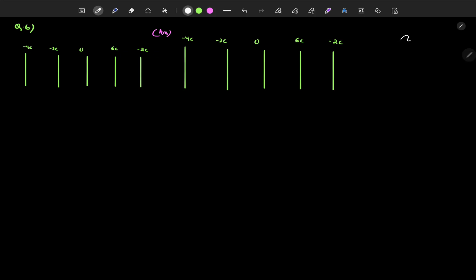So the trick is, first all of you add the charges. Minus 4 minus 2 plus 0 plus 6 minus 2, divided by 2. Let us consider the sum is plus 4 coulomb. So 4 minus 2, 0 plus 6 minus 2: 4 minus 2 is 2, 2 plus 6 is 8, minus 2 is 6. 6 by 2, that is 3. So on the left side of the first plate, that is 3 coulomb.